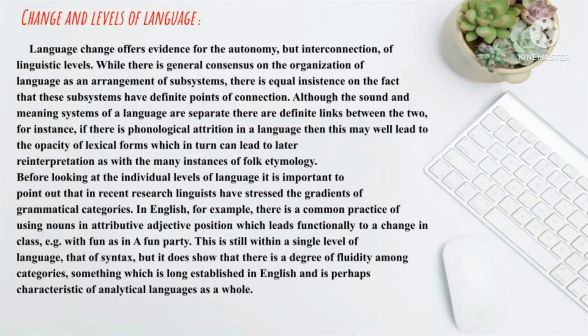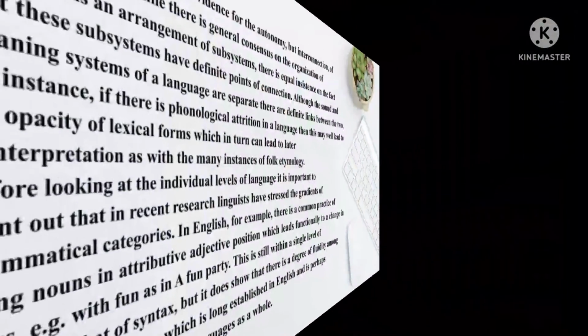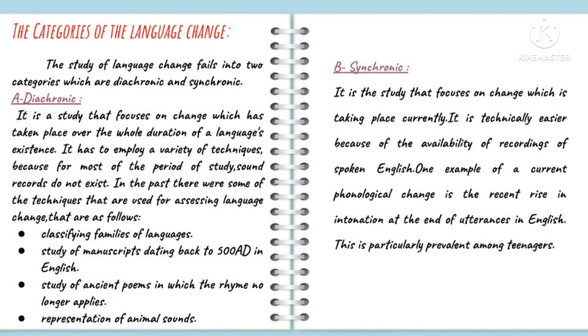Before looking at the individual levels of language, it is important to point out that in recent research, linguists have stressed the gradient of grammatical categories. In English, for example, there is a common practice of using nouns in attributive adjective position, which leads functionally to a change in class. Example, with fan as in a fan party. This is still within a single level of language, that of syntax, but it does show that there is a degree of fluidity among categories, something which is long established in English and is perhaps characteristic of analytical languages as a whole.